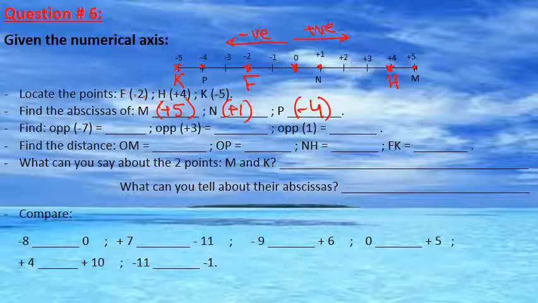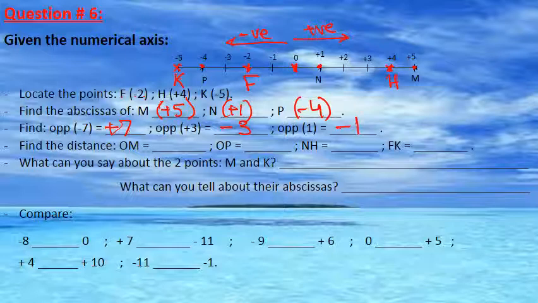Find the opposite of minus 7. The opposite of minus 7 is plus 7, because two opposite numbers have the same numerical part but different signs. The opposite of plus 3 is minus 3. The opposite of 1 is minus 1. 1 has no sign, so it is positive.